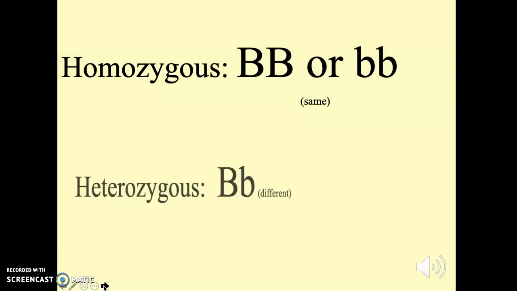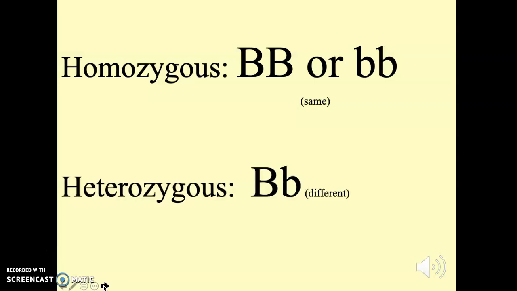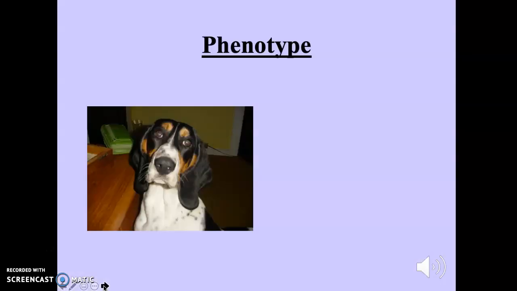We call it homozygous when they're the same. When they're different, we call it heterozygous. In this case, you would have a big B, which represents dark brown, and a little b, which represents blonde. Because the B is capital, that means it's dominant, which means you would have brown hair.